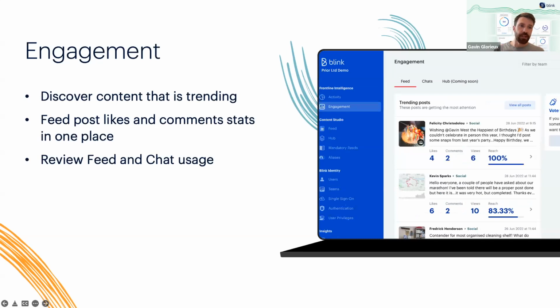Next up is the engagement page, which, as the name suggests, provides insight into what content on Blink is driving engagement with the platform. No longer do you have to open post analytics one by one on the feed. You can now find metrics such as reach and the number of likes and comments for all your feed posts directly from this page. So let me dive right in and give you a quick demo.